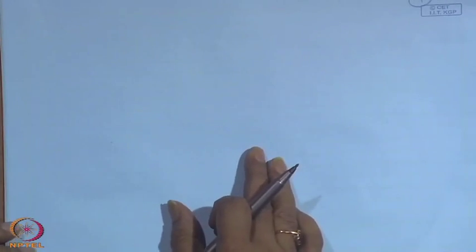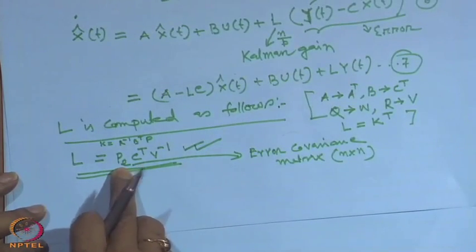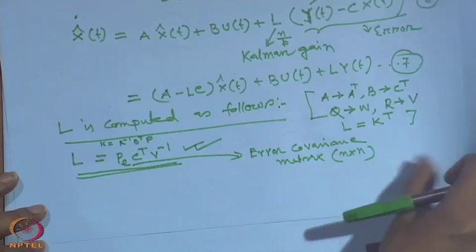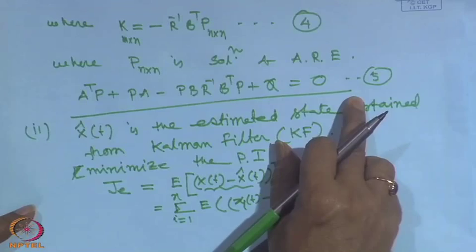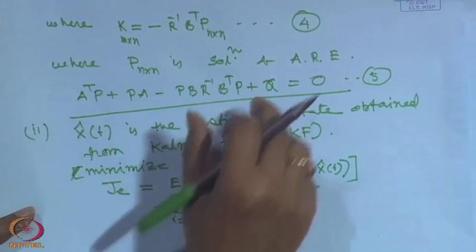Once I get, what is unknown is P, the error covariance matrix of dimension n. How to solve the error covariance? The way we solve the algebraic quadratic equation for LQR or LQG problems when we are designing the LQG controller, we have used this expression, if you recollect. This expression is used to calculate the LQG controller gain.